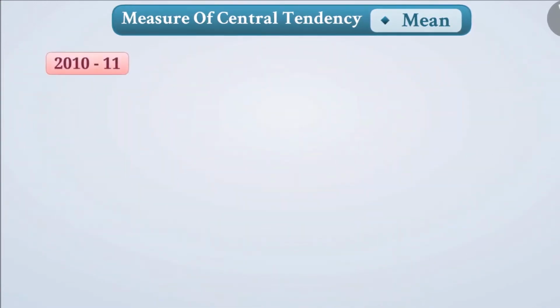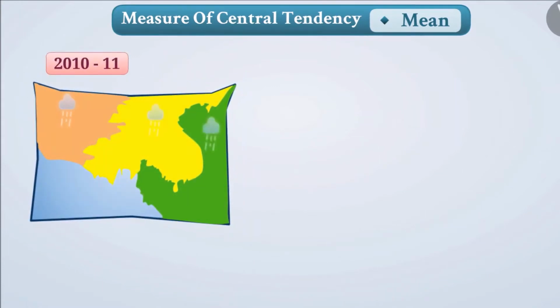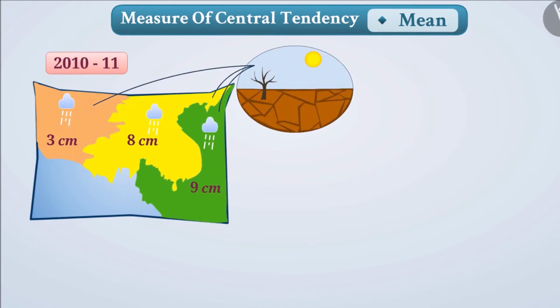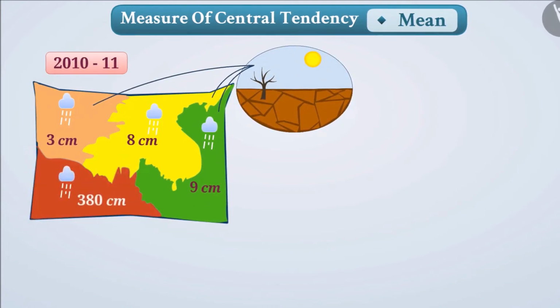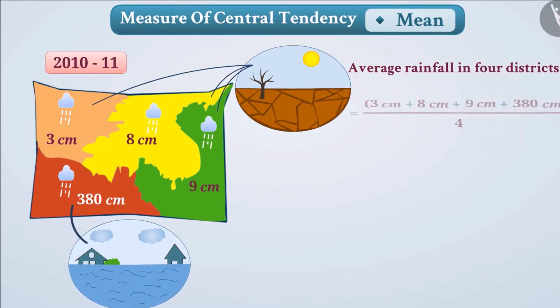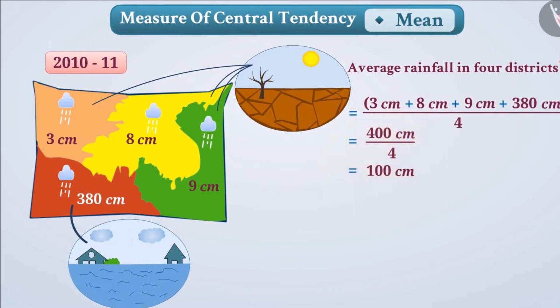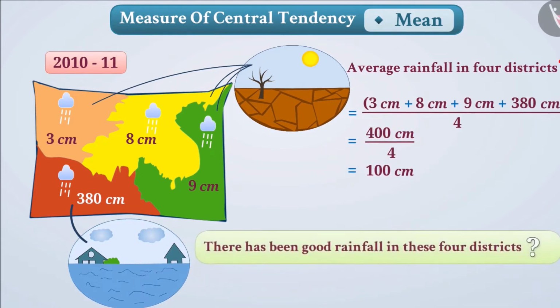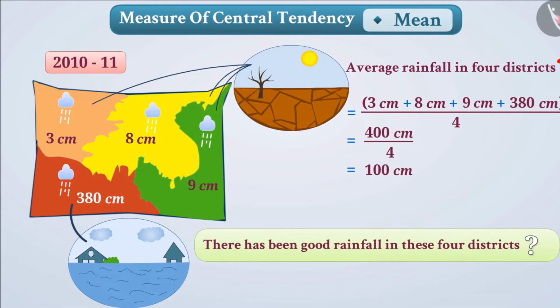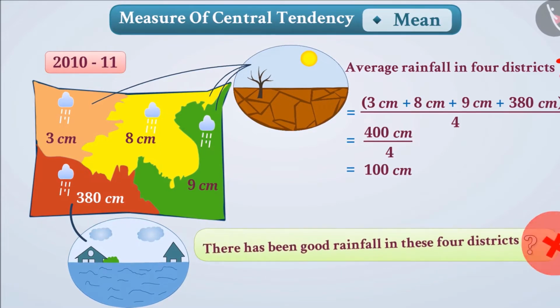Suppose in a year, 3 districts of a state receive rainfall of 3 cm, 8 cm, 9 cm, due to which those districts had to face drought. And in the 4th district, the rainfall was 380 cm, due to which the district faced flood. If we find the average rainfall in 4 districts, it will be 100 cm. Looking at this, would it be correct to say that there has been good rainfall in 4 districts? No, it would be wrong to say.